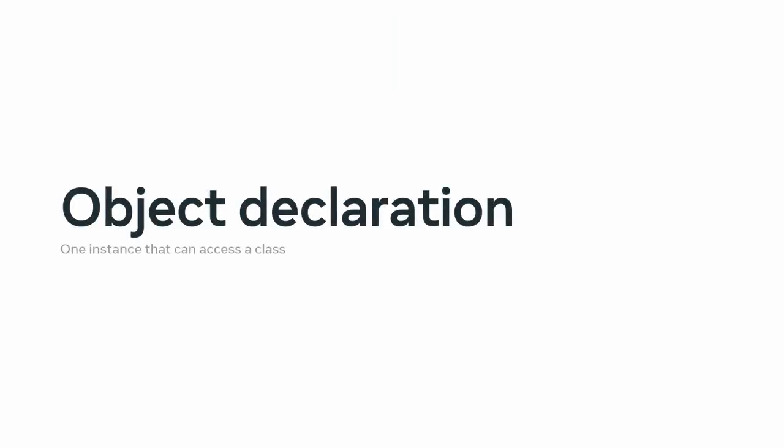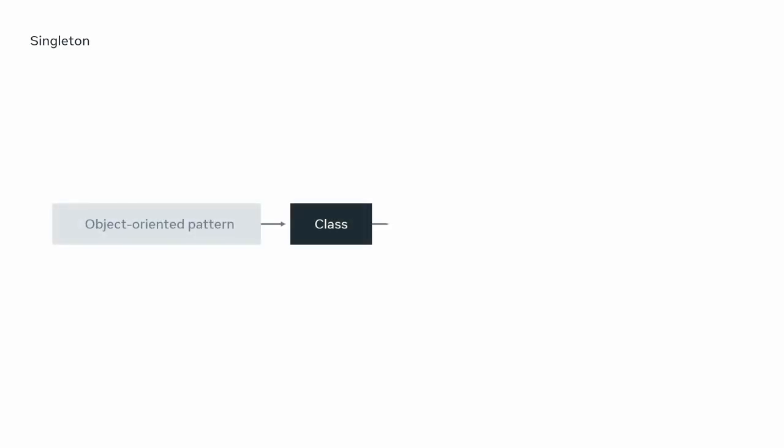By declaring a singleton using object declaration, you guarantee that you will only have one instance that can access a class. This is a way of controlling access to a resource. It prevents conflicts that occur due to multiple instances of access. To expand on the previous definition, a singleton can be described as an object-oriented pattern where a class can have only one object, that is, an instance of the class at a time.